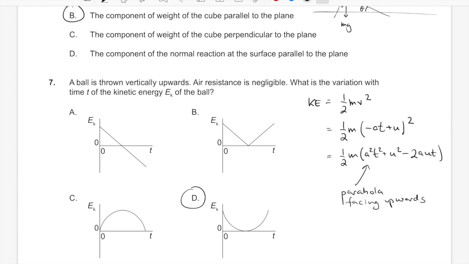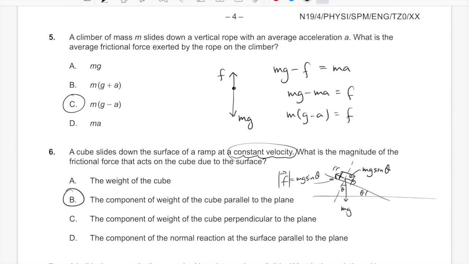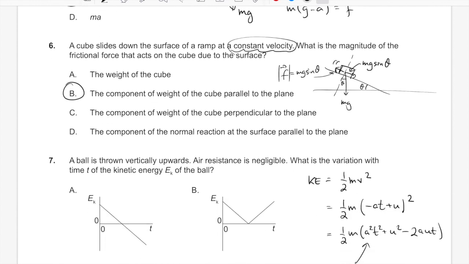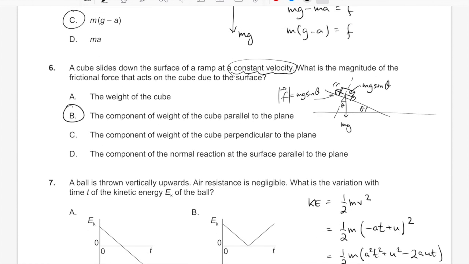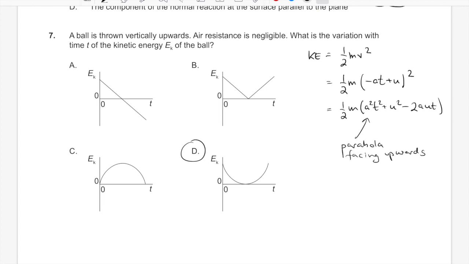Okay, now I'm just going to label the questions. Question 5 is F equals ma, 6 is a friction question, and this is a kinetic energy question, say.